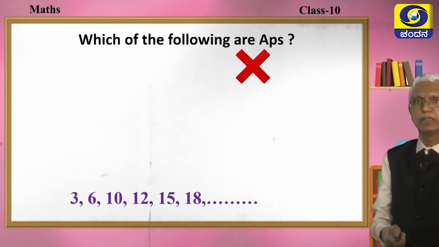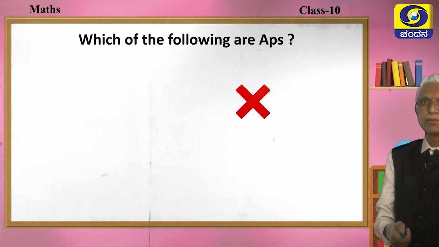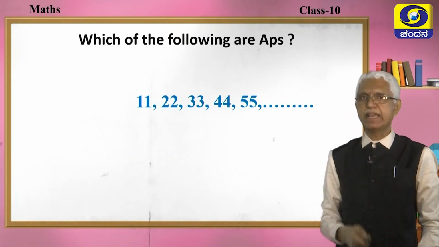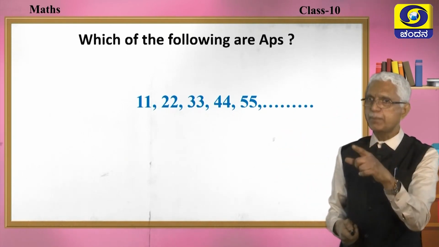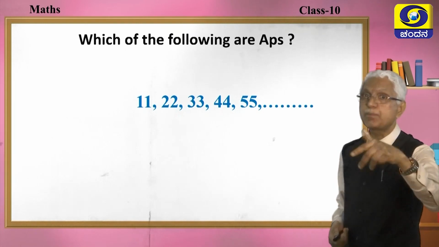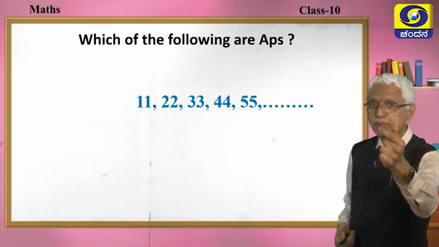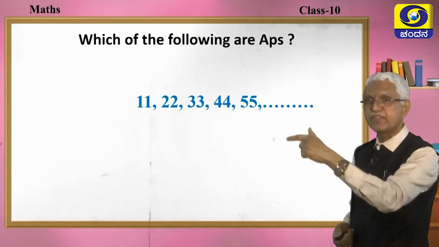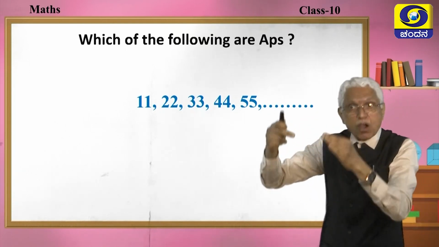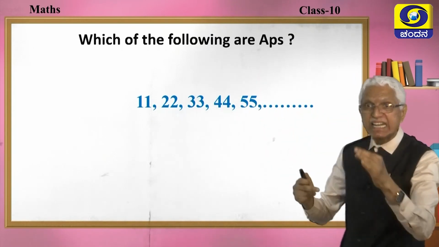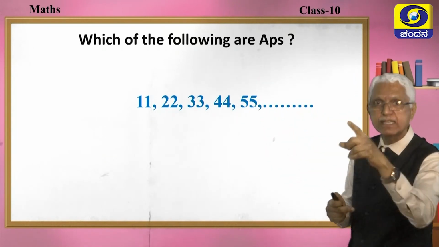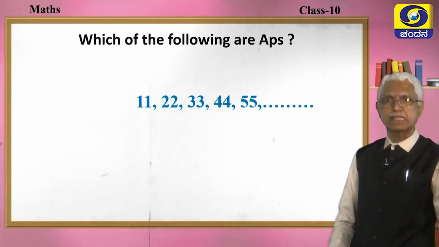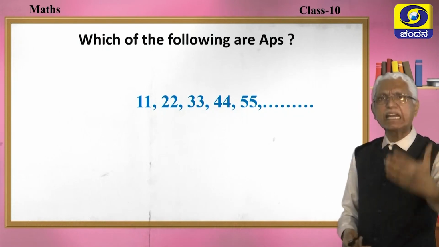Okay, done. Wonderful. Shall we take the second example, my dear children? 11, 22, 33, 44, 55. Is it an AP? Just check. Yes. 11 plus 11, 22. 22 plus 11, 33. 33 plus 11, 44. Plus 11, 55. So, what is it that you have gone on adding? 11, 11, 11. So, what is the common difference? 11. Do you see the common difference? Yes, obviously I see the common difference 11. So, shall we declare it is an AP?